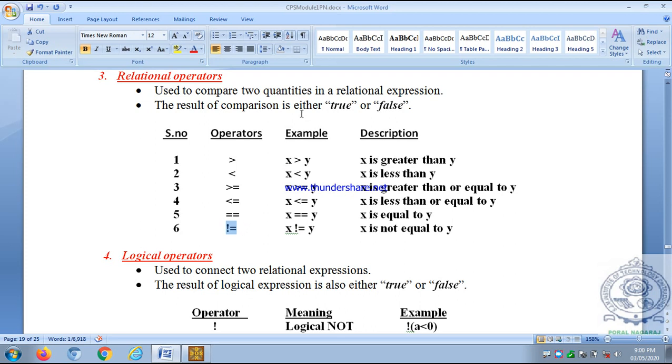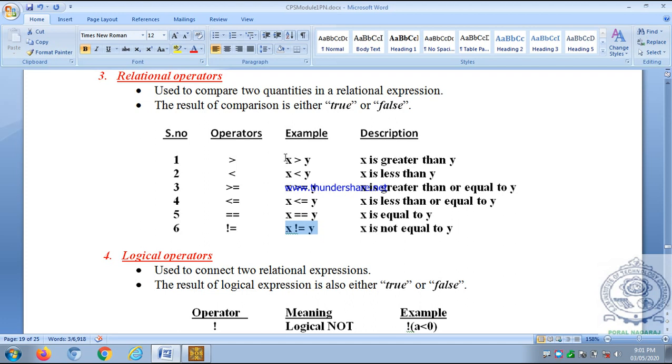For example, x is greater than y, x is less than y, x is greater than or equal to y, x is less than or equal to y, x is equal to y, with double equals. You have to observe, not single equals. If you write a single equal mark, it is called the assignment operator. If you write a double equal mark, it is a relational operator. So you should know that. And x is not equal to y.